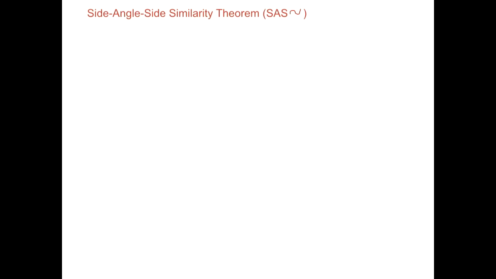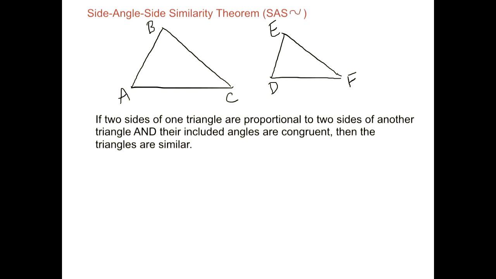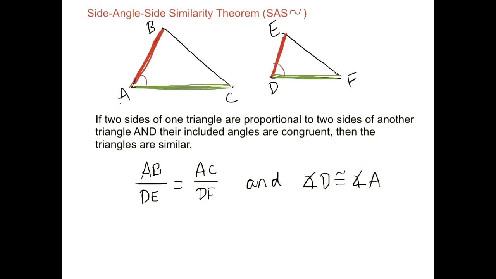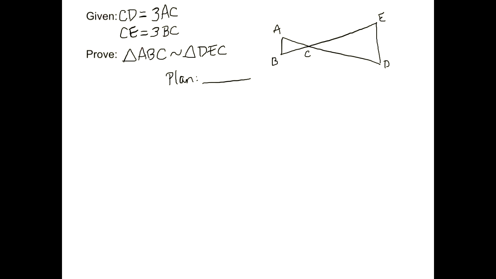And lastly, we have the side-angle-side similarity theorem, abbreviated by SAS. So the side-angle-side theorem says that if two sides of one triangle are proportional to two sides of another triangle, and their included angles are congruent, then the triangles are similar. So triangle ABC would be similar to triangle DEF.